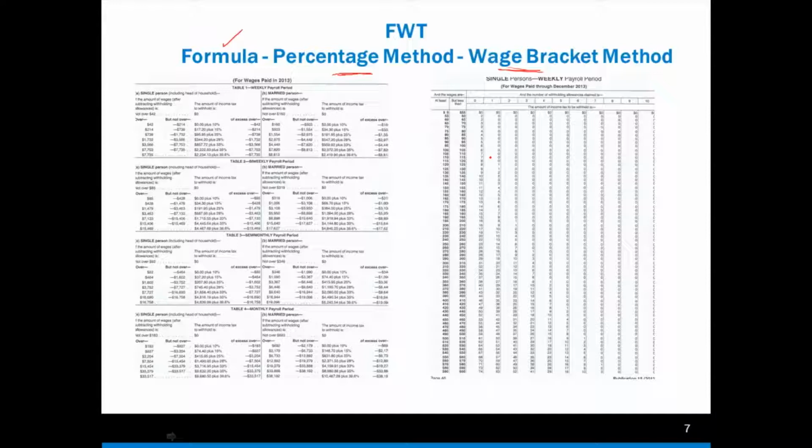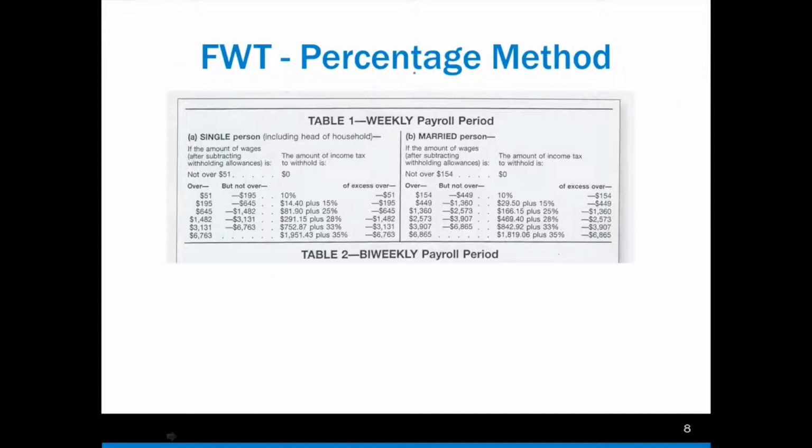But no IRS agent is going to knock on your door saying, oh, well, you didn't pay this $25. That doesn't happen. So it's not an exact thing, right? And what we're going to do is look at the percentage method and the wage bracket method. First we're going to look at the percentage method.